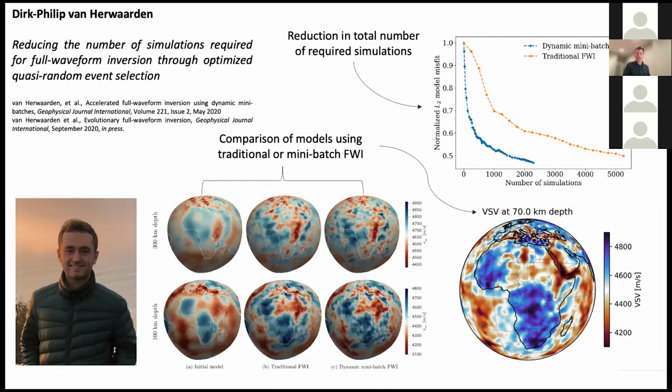I want to highlight the work of Dirk Philip van Heerwaarden, who's been using Salvus as an engine to build his own mini batch or randomized inversion methodology that drastically reduces the number of simulations required to actually get a coherent waveform inversion.